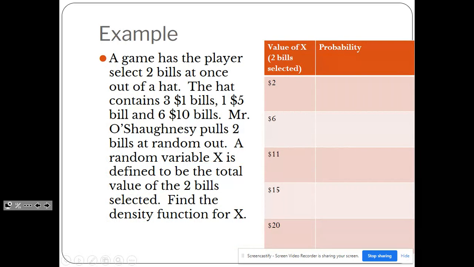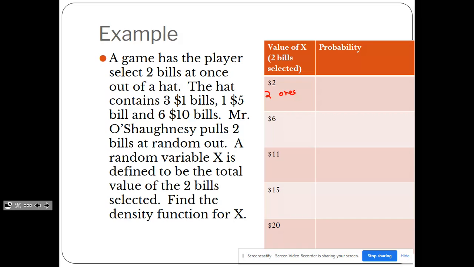All right, another situation. So we're selecting 2 bills out of a hat that contains 3 ones, 1 5, and 6 10s. Okay, Mr. Hennessy pulls 2 bills at random out. Random variable X is defined to be the total value of the 2 bills selected. Okay, so the random variable is a total value. So we could either have 2 ones, that's what this would be. 2 ones, okay, so that'd be $2.